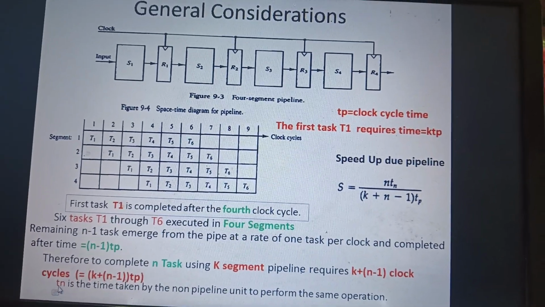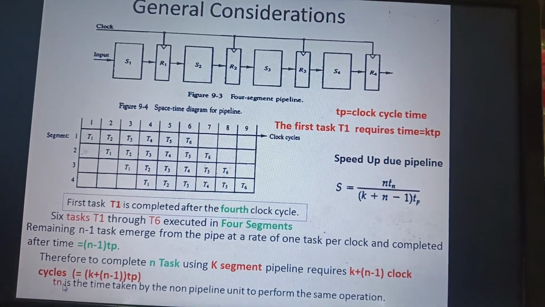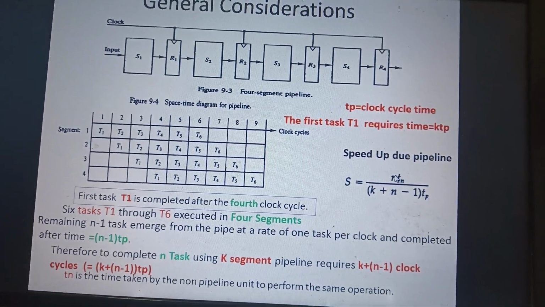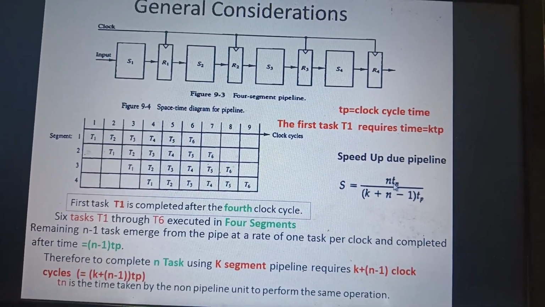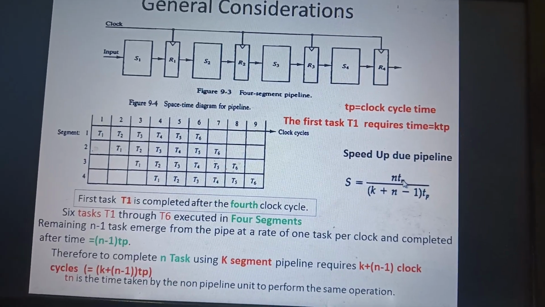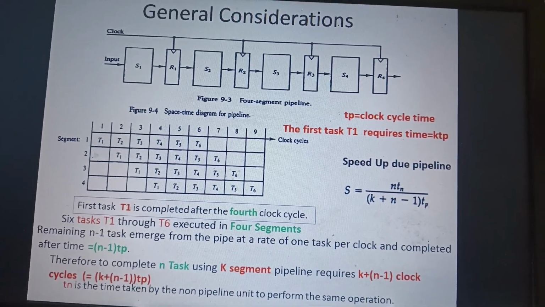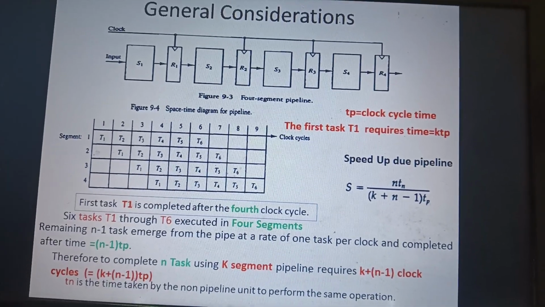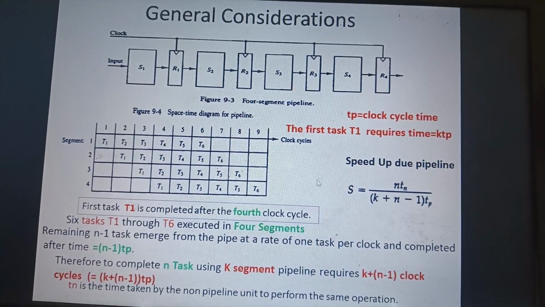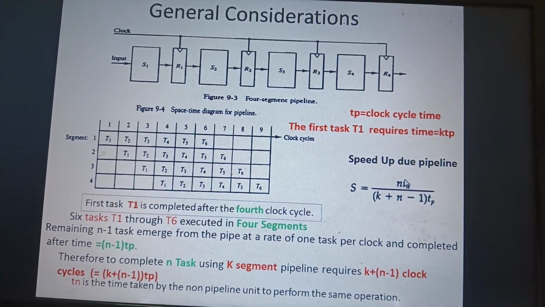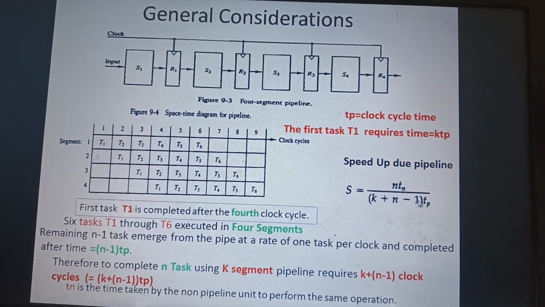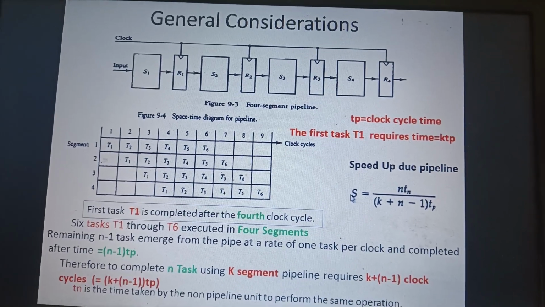Then each task requires Tn. If I have 4 jobs, it means 4 Tn. Assume that is without using the pipelining architecture. If I have n jobs, I require n times Tn. Assume that time Tn is the time required to perform that sub operation without utilizing the pipelining architecture. Then it is n Tn. So we are computing how much time it takes without using pipelining, and this is the time taken if you use pipelining. This is the speedup equation.